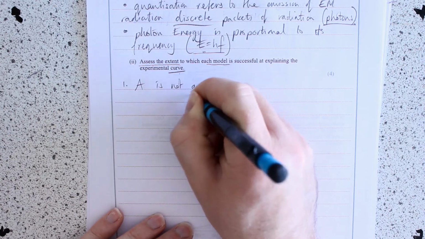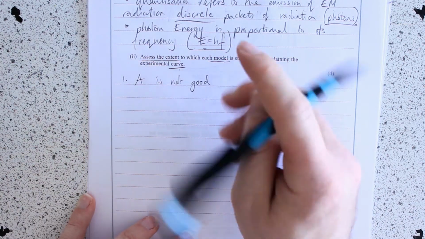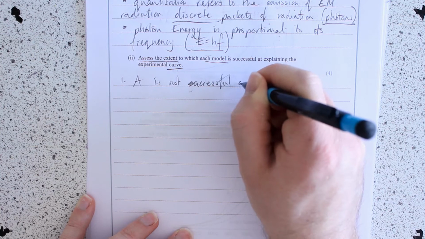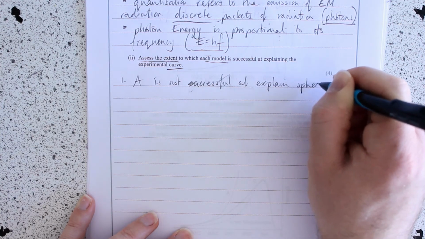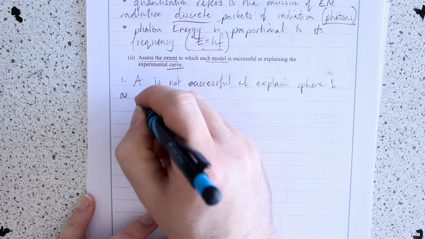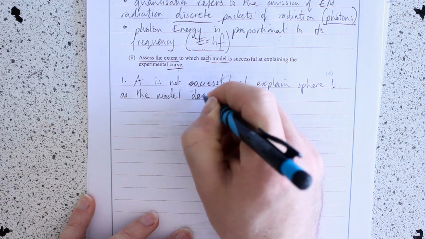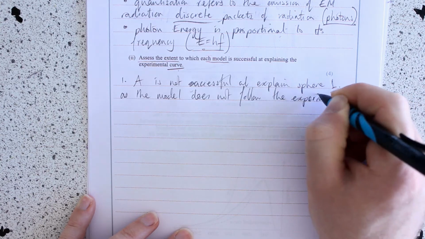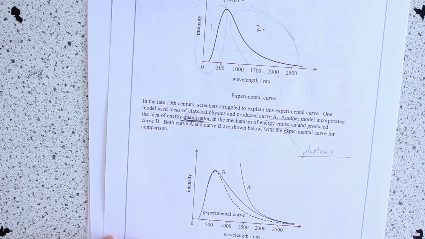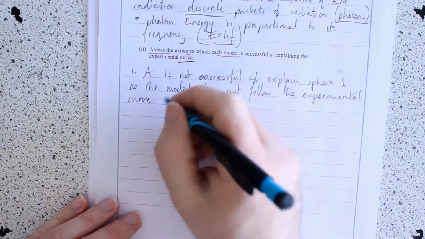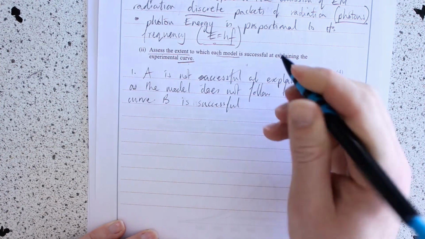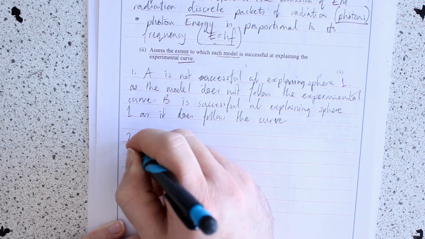A is not good. Let's use their terms. I don't like to see the word good. It's not successful at explaining sphere 1 as the model does not follow the experimental curve. What about B? Yeah, B is pretty good for those short wavelengths. It's actually pretty much spot on, isn't it? So B is successful at explaining part one. Okay, now part two.